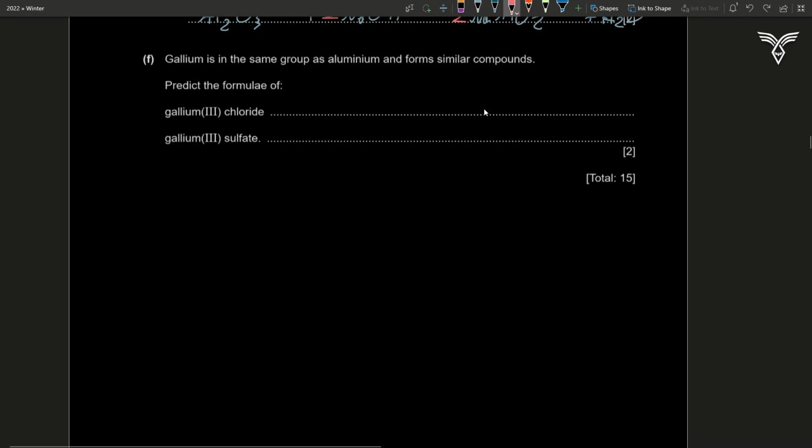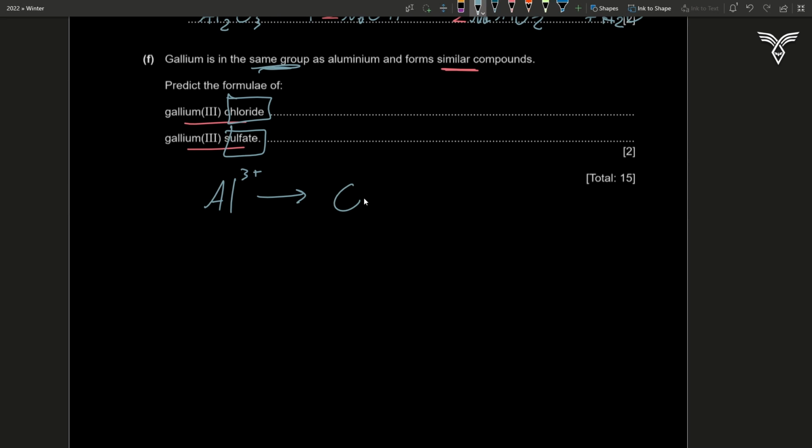Part F. Gallium is in the same group as aluminum and forms similar compounds. يعني it behaves in a similar way. Predict the formulae of gallium chloride و gallium sulfate. طيب let's say that aluminum أو aluminum chloride, we know that it has a 3 plus charge. حلو جميل زي الفل. And we're gonna look at how it reacts with chlorides and sulfates. لو الألومنيوم 3 plus يبقى الجاليوم is in the same group، فالجاليوم also behaves with a 3 plus valency.